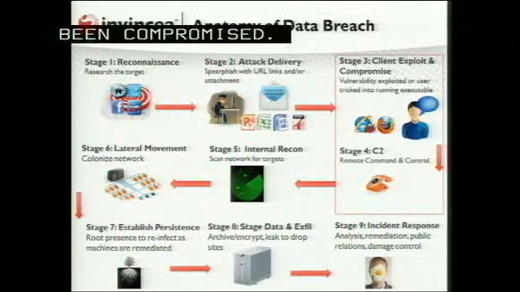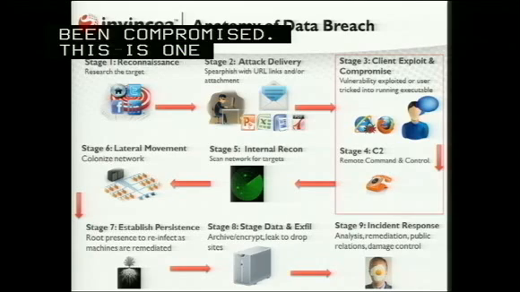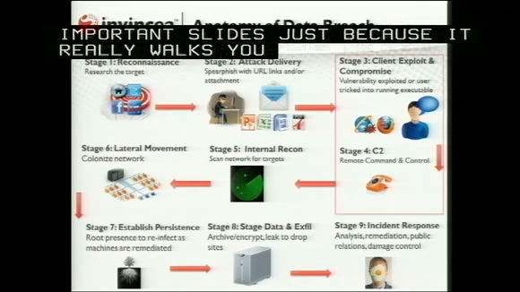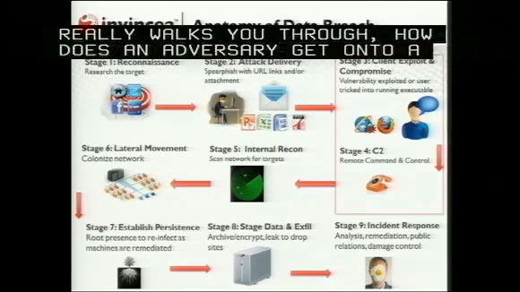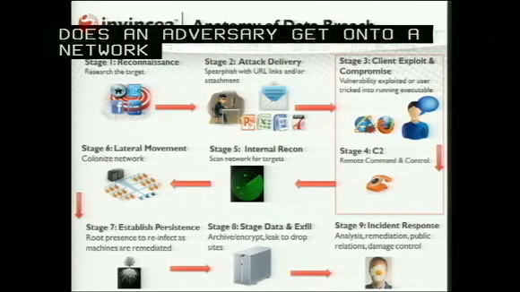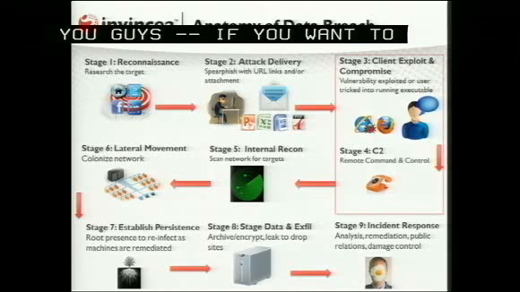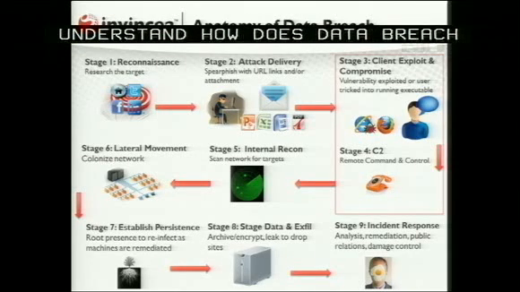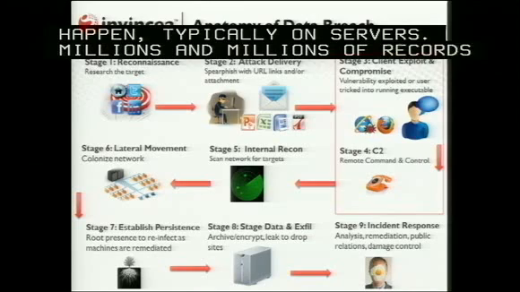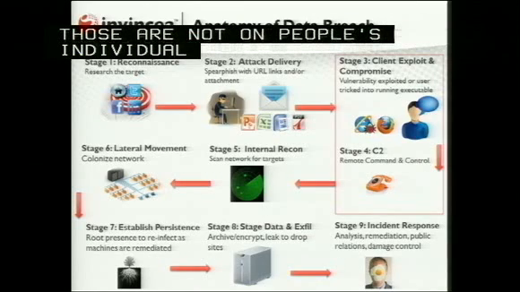Okay, so this is one of the more important slides, simply because it really walks you through how an adversary gets onto a network. So again, you guys are responsible for other companies that are in your space, and if you want to understand how a data breach happens, now we all understand data is stored typically on servers, right? So you talk about millions and millions of records. Those aren't on people's individual PCs, not normally, right? They're stored in data storage farms, typically, right?